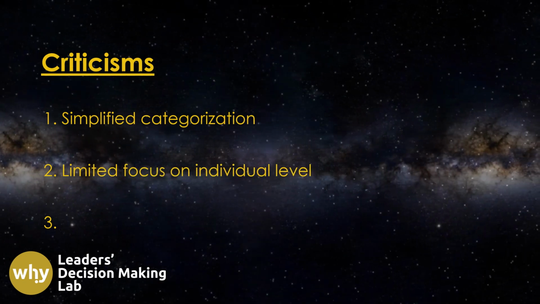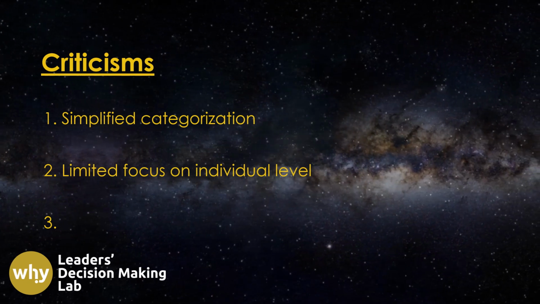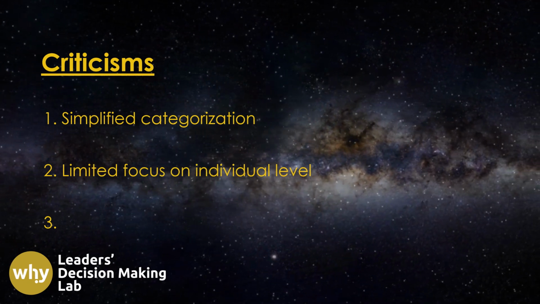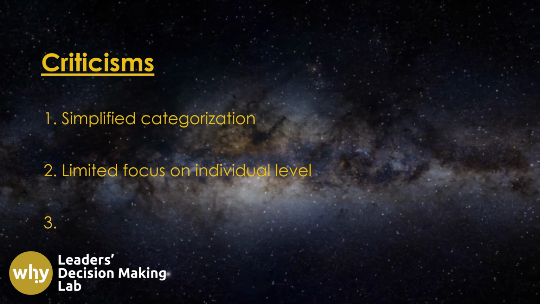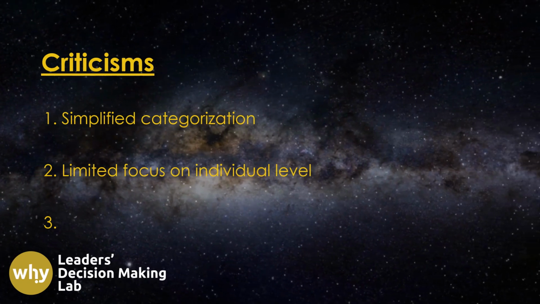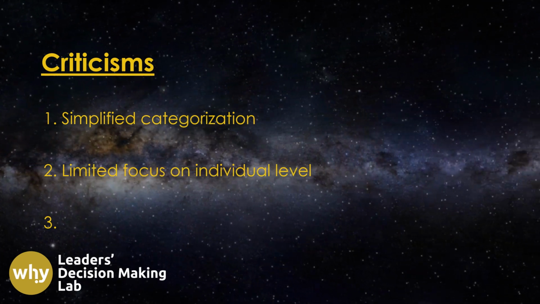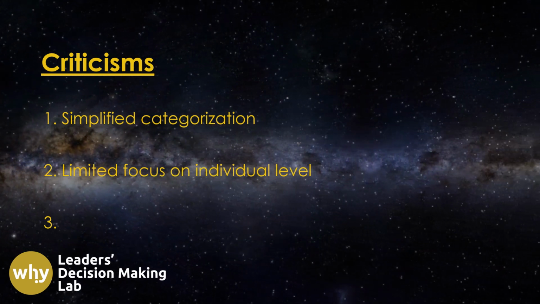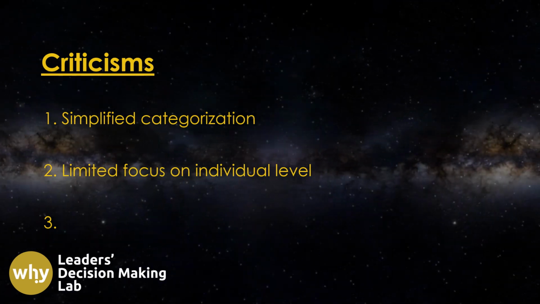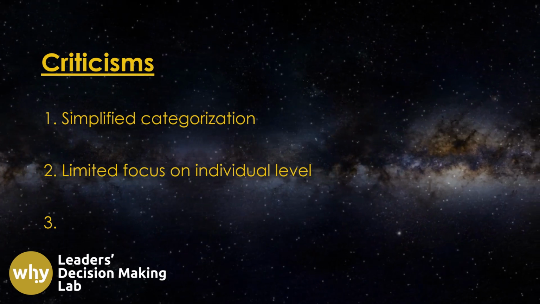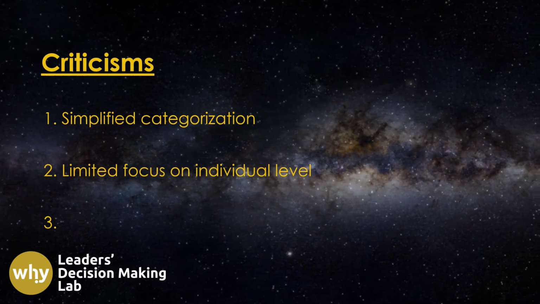Another criticism of the attribution theory is that its emphasis on individual level attributions neglects broader social and organizational factors. For example, leadership effectiveness is not solely determined by individual attributions, but also by factors such as organizational culture, power dynamics, and group norms. Focusing solely on individual attributions overlooks the systemic influences on leadership outcomes.